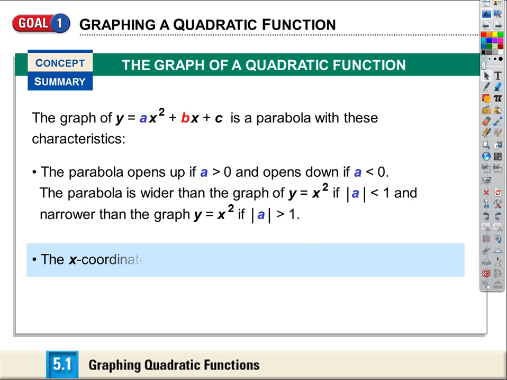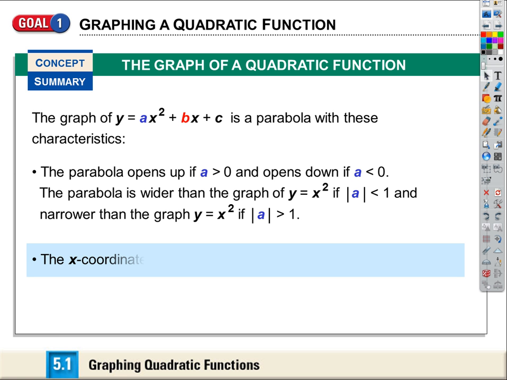The x-coordinate of the vertex, this is the important equation right here. This is really all you have to remember. The x-coordinate of the vertex has the value given to us by this little expression, negative b over 2a. And if you can find the x-coordinate of the vertex, the rest is pretty simple. If I know the x-coordinate of any function, how do I find the corresponding y-coordinate?